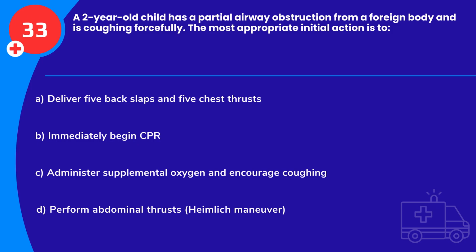Question 33. A 2-year-old child has a partial airway obstruction from a foreign body and is coughing forcefully. The most appropriate initial action is to: A. Deliver 5 back slaps and 5 chest thrusts. B. Immediately begin CPR. C. Administer supplemental oxygen and encourage coughing. D. Perform abdominal thrusts, the Heimlich maneuver.